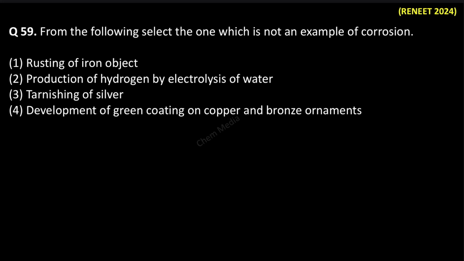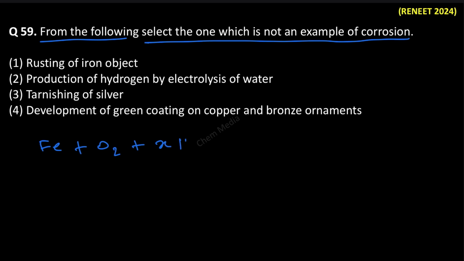Hello everyone, let's solve this question which is based on corrosion. From the following, select the one which is not an example of corrosion. Rusting of iron object, that is definitely an example of corrosion because iron reacts with O2 in presence of water.